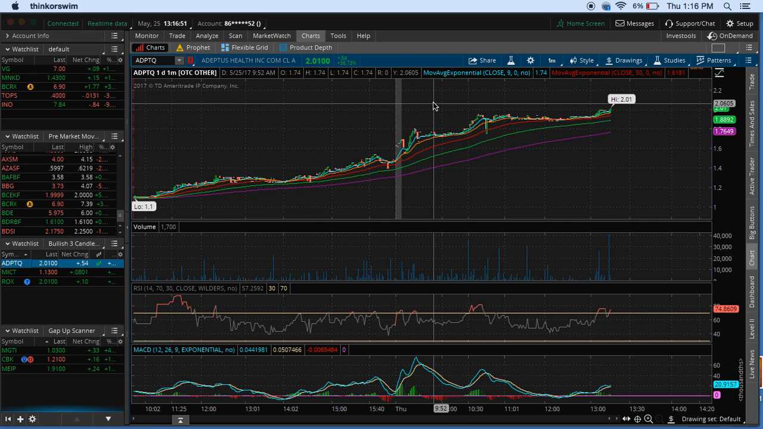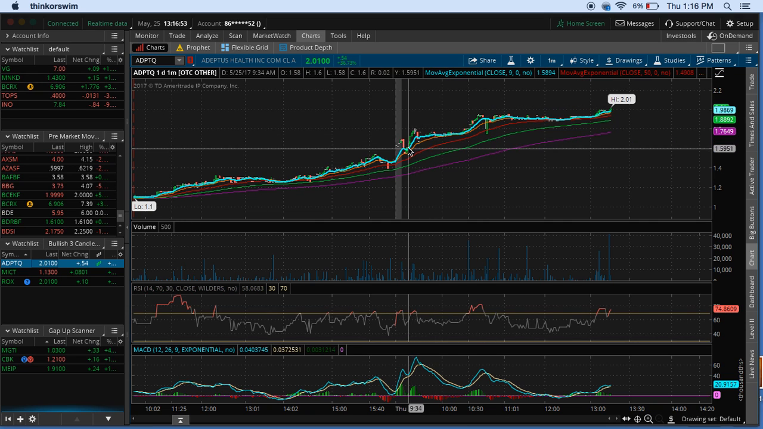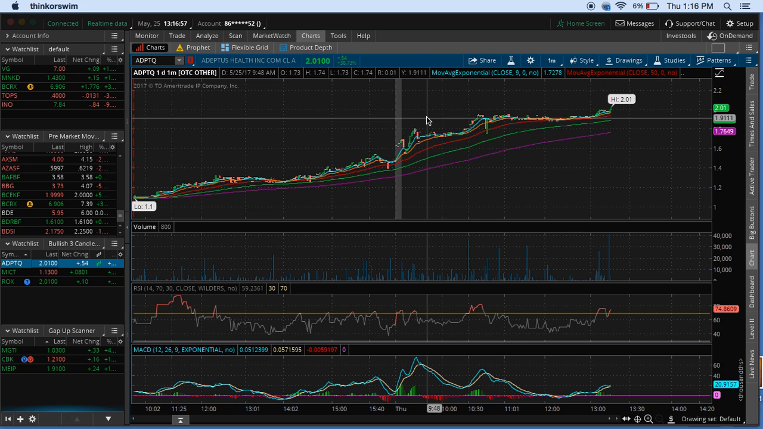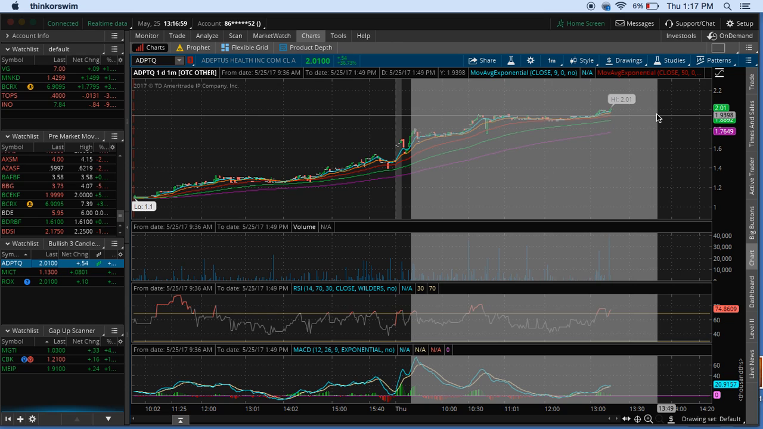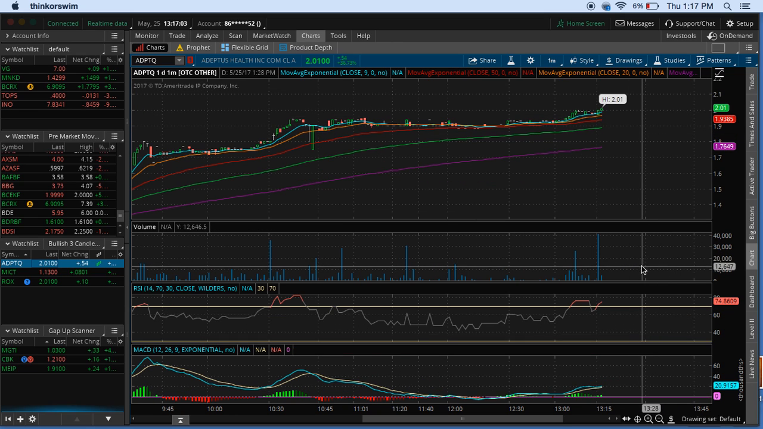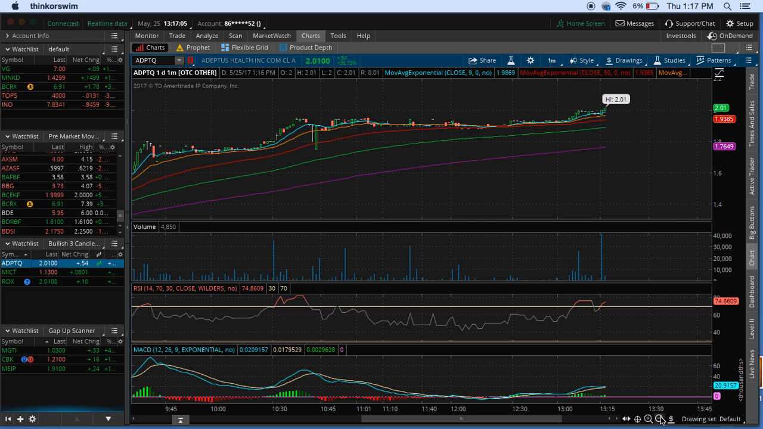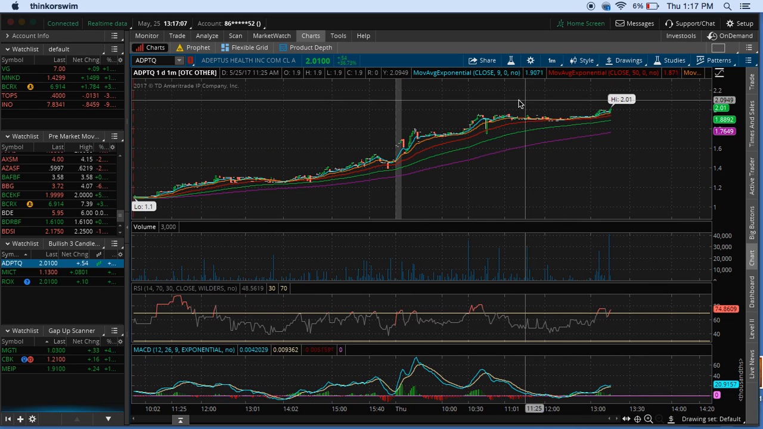ADPTQ. Oh, this one made some moves today. Looked like trash, but this made some good moves. That would have been a nice play today. I didn't think it was going to do so well, but then again, it's trading on terrible volume, so I wasn't too interested in it.